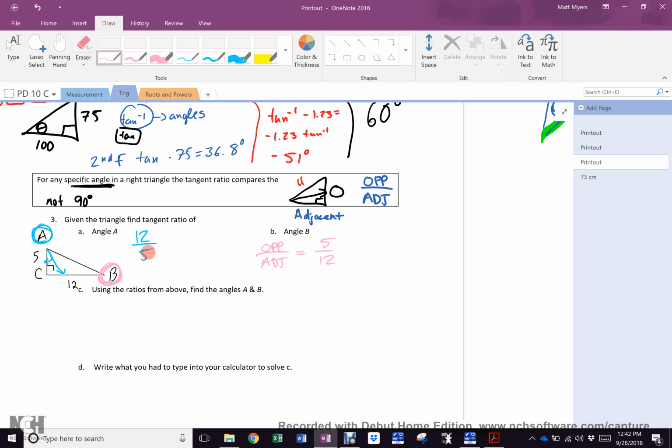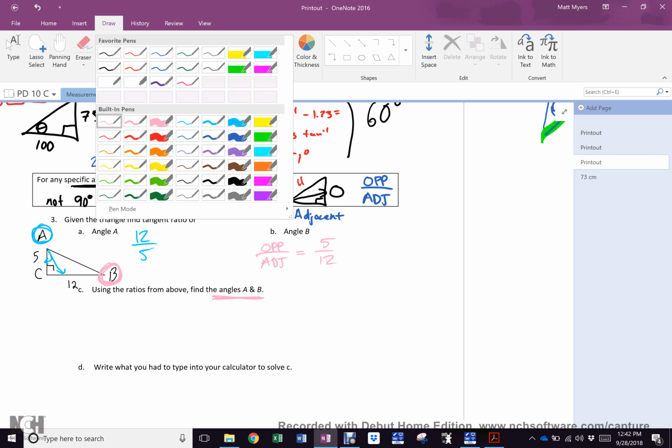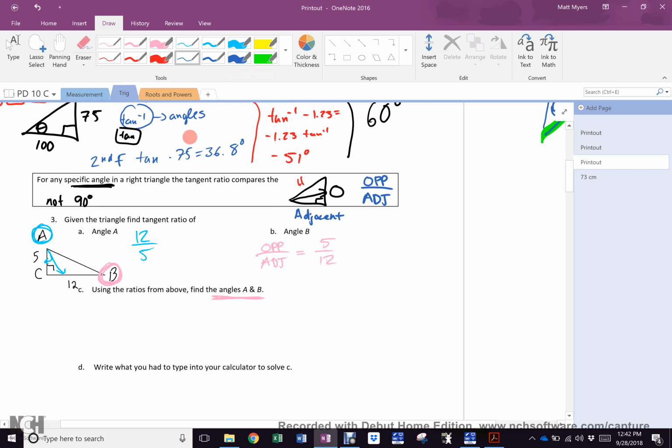Yes or no? No, they are the comparison of sides. I want the angles. What finds me an angle? Shift tan. Of what? The answer, the decimal, yes? Do I have a decimal here? Not yet, but I can get it, can't I?